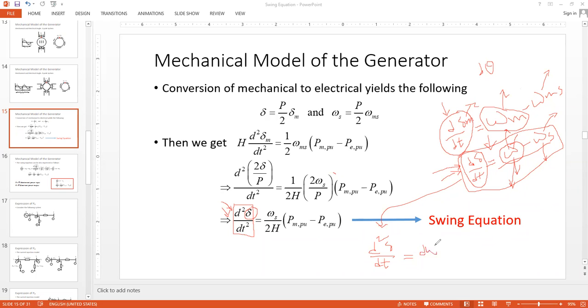So we can write this as this. From here, if I take the time derivative again on both sides, I will reach here. And this one I can write like this, can't I? Because this is the same as this.